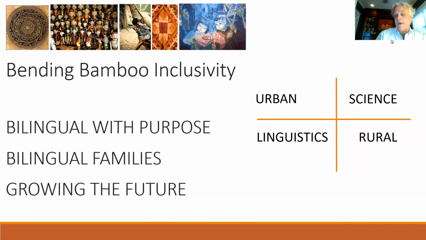And one of the things that Liz and I are going to be working on with these 7 master students is to create bilingual families. What does it mean to be a bilingual family in the Mekong Delta, to grow the future of the Delta?